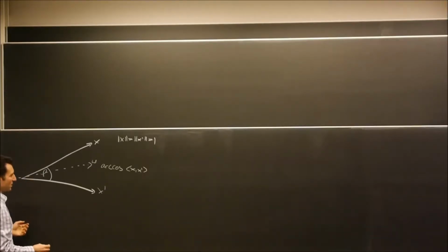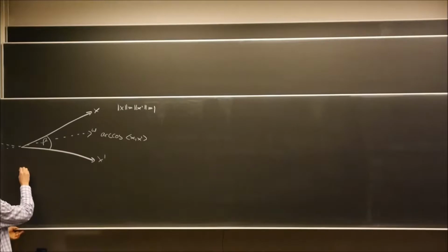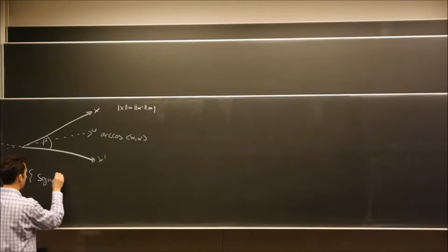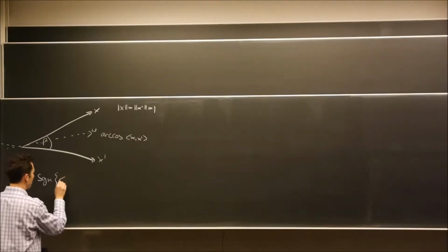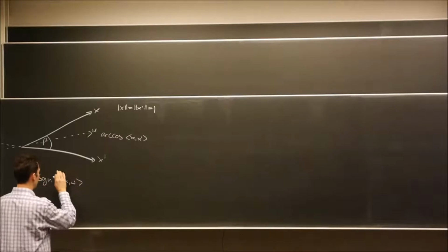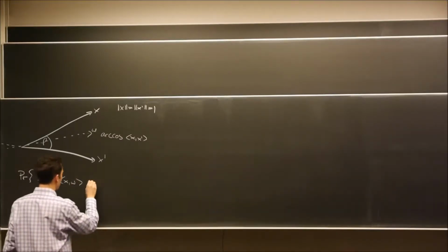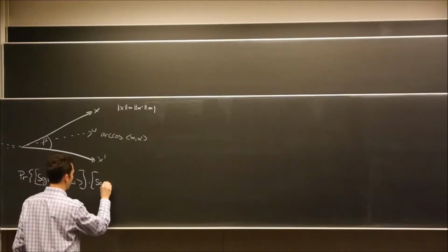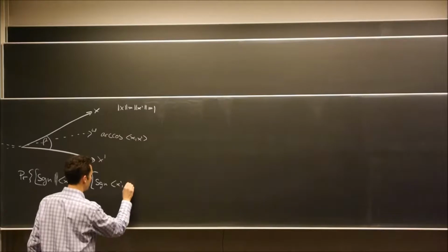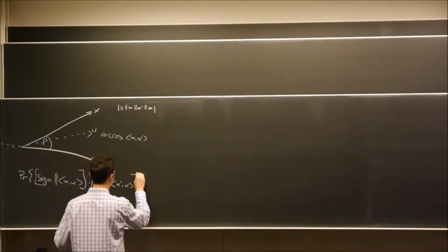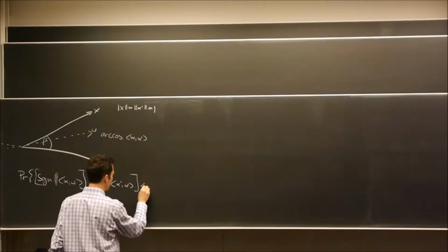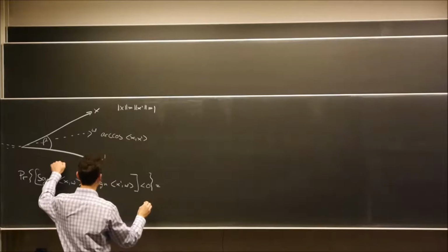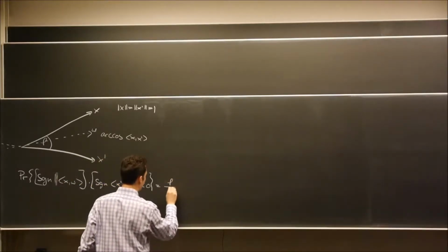So basically I'm interested in the following probability, that the sign of x dot w times the sign of x prime dot w, this thing here, is less than 0. This is given by phi over pi.